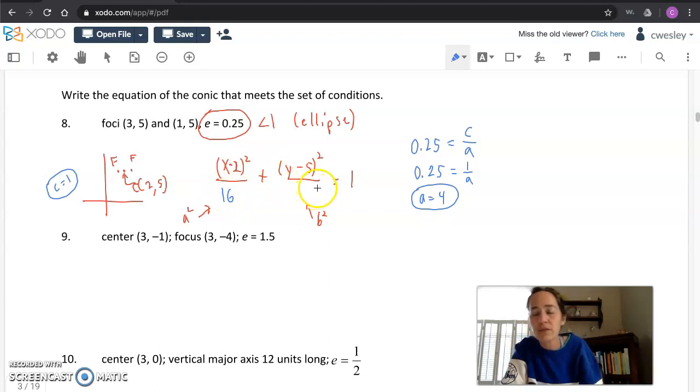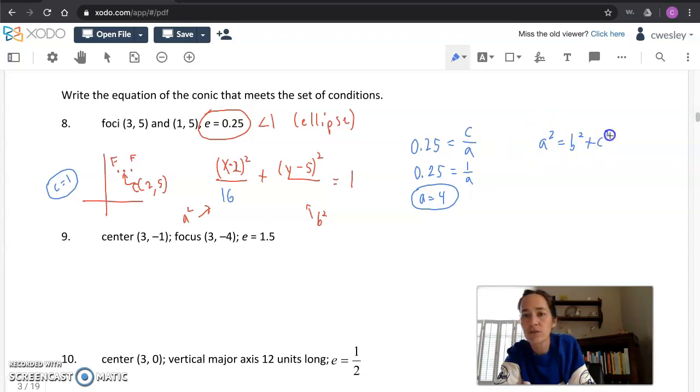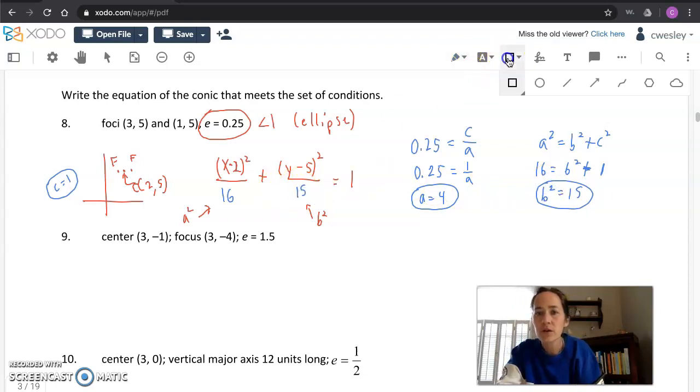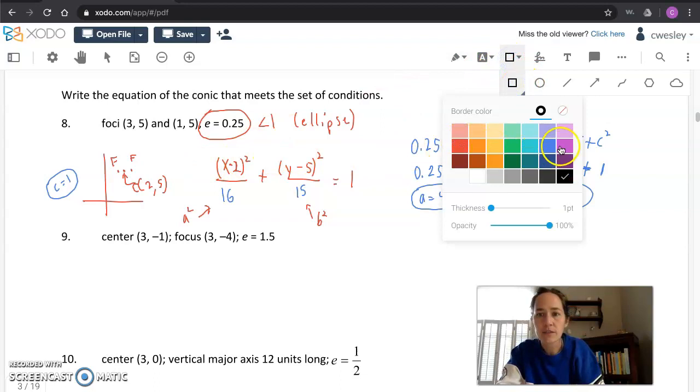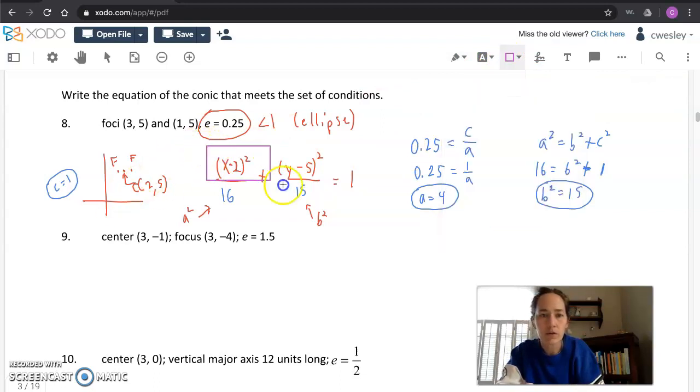Now we're looking for b, but as always, if we know a and c, that shouldn't be too much of a problem. We can use the ellipse's Pythagorean theorem: a squared equals b squared plus c squared. So 16 is b squared plus, what was c again? Plus 1 squared. So b squared equals 15, and that's enough to know our denominator and finish the problem. So 15 is here. Trying to be neater, maybe I could box this in purple. Here goes nothing. And that is your standard form equation.